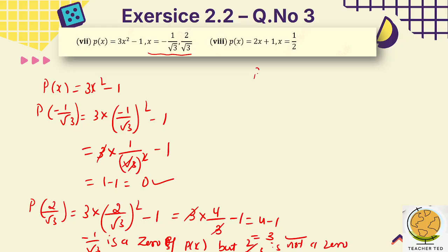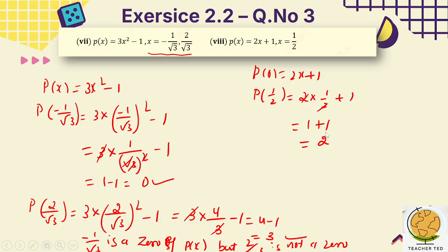Last one, p of x is equal to 2x plus 1. P of 1 by 2 is equal to 2 into 1 by 2 plus 1. So 2 get cancelled. Remaining thing is 1 here and plus 1. 1 plus 1 becomes 2. Again you can say 2 is not equal to 0. Since it is not equal to 0, 1 by 2 is not a 0 of given p of x.